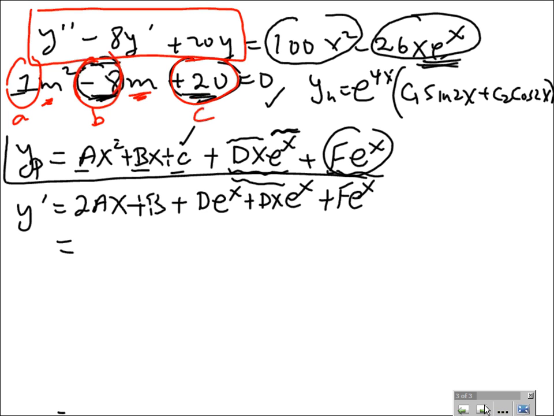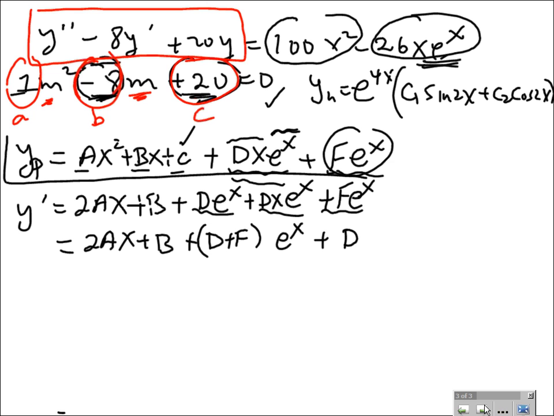And combining like terms, well, I have just 2ax plus just one constant. But when it comes to e to the x's, I just don't have d. I have d plus f, e to the x's, plus dx e to the x. That is y prime.